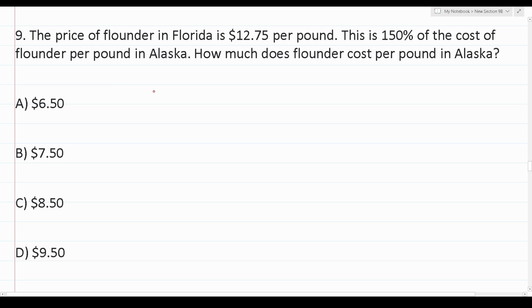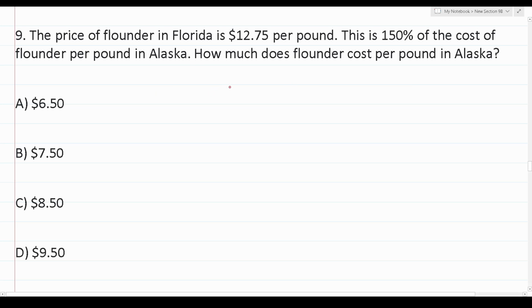Number 9 says the price of flounder in Florida is $12.75 per pound. This is 150% of the cost of flounder per pound in Alaska. How much does flounder cost per pound in Alaska? All right, so this is another instance of being required to convert a word problem into an algebraic expression. So let's go ahead and work on doing that.